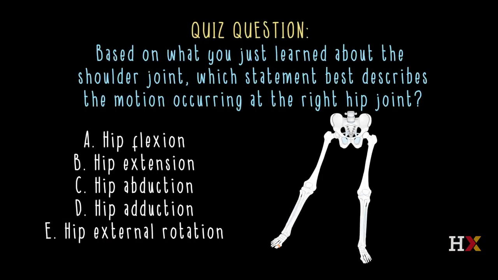So your quiz question is, based on what you just learned about the shoulder joint, which statement best describes the motion occurring at the hip joint?